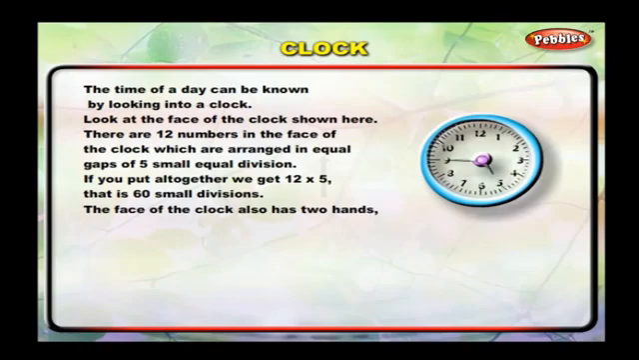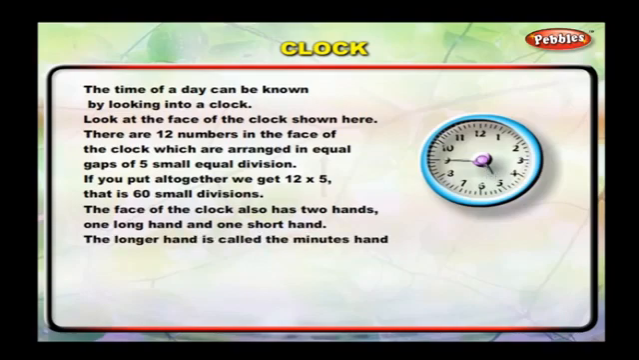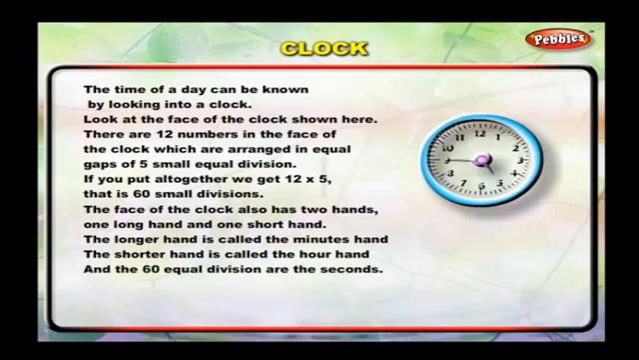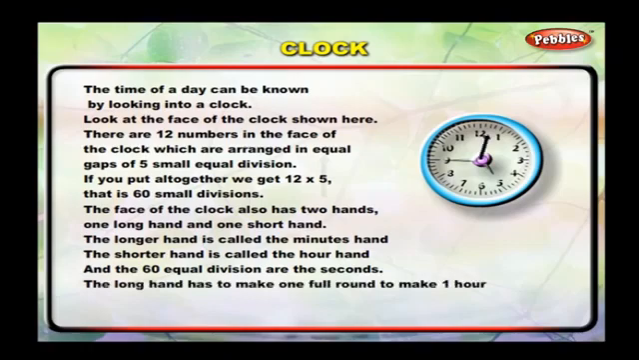The face of the clock also has 2 hands, one long hand and one short hand. The longer hand is called the minutes hand, the shorter hand is called the hour hand, and the 60 equal divisions are the seconds. The long hand has to make 1 full round to make 1 hour. 60 minutes make 1 hour. 24 hours make 1 day.